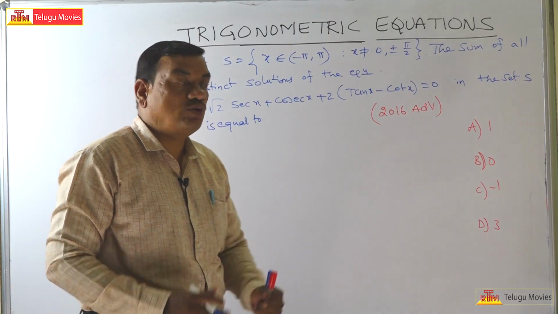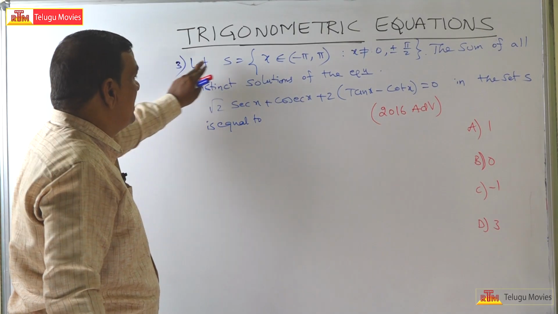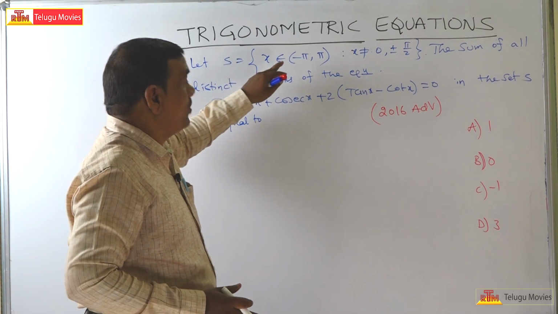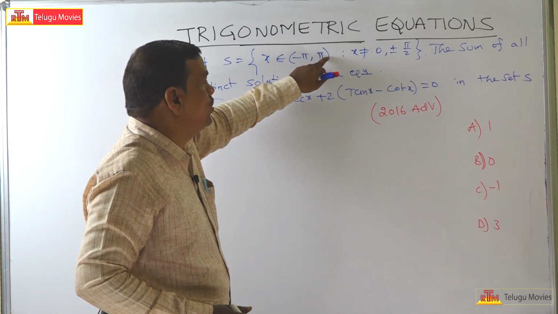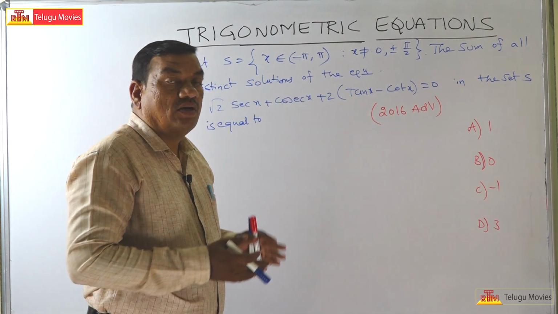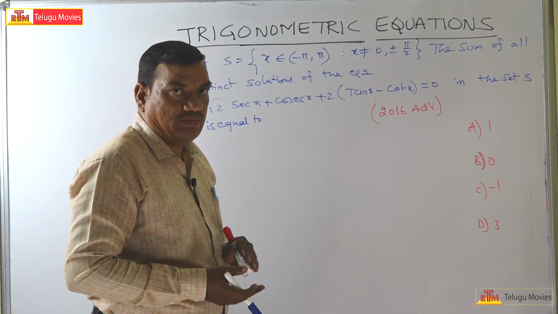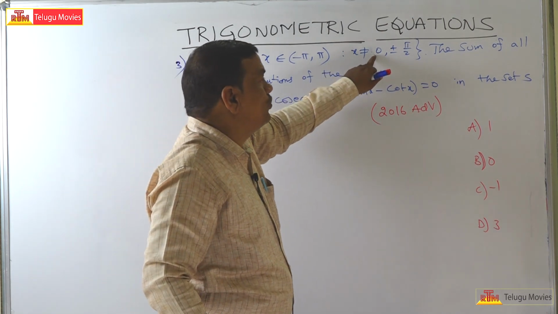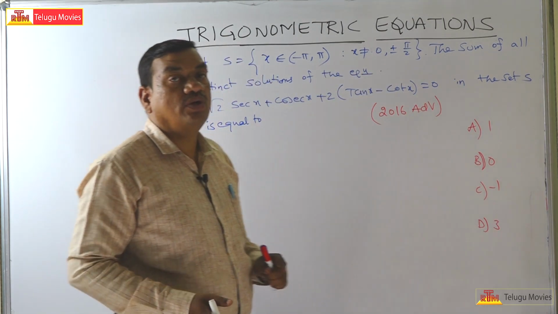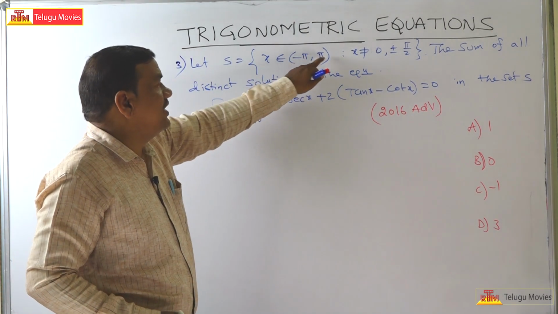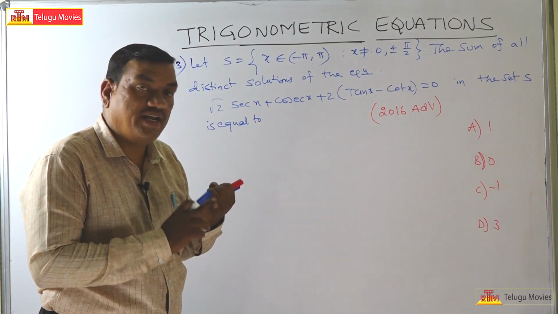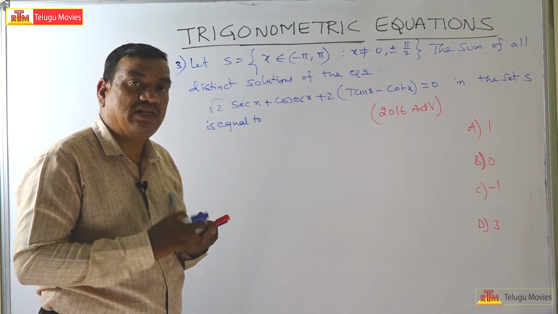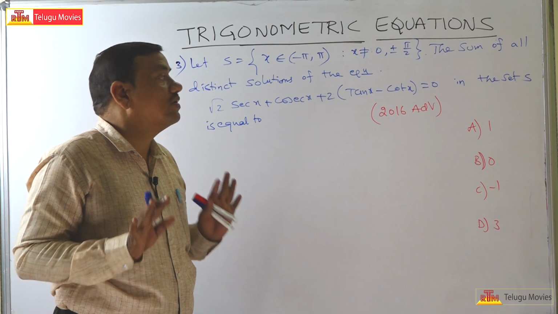Welcome to the next problem. Here the problem is: let S be a set containing the angles between minus pi to plus pi, that is minus 180 degrees to plus 180 degrees, but you should not take 0 and plus or minus pi by 2. That means between minus 180 and plus 180, you should not take 0 and plus 90, minus 90.